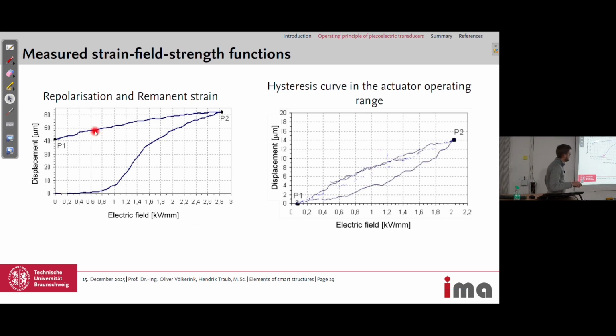And also here the same, electric field. It's not from the same experiment, it's in the operating range of the actuator. So we're not going up to 2.8 kilovolts per millimeter, but just up to about 2 kilovolts per millimeter, and can use a displacement of 40 millimeters in this specific case. But we will also have a look in the live experiment, hopefully afterwards.